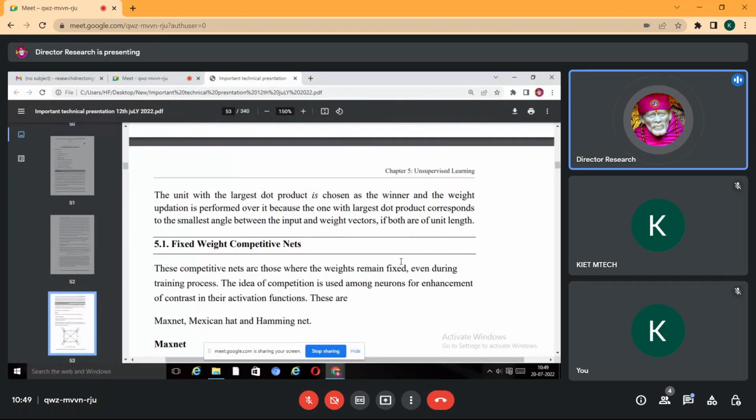The unit with the largest dot product is chosen as the winner, and the weight updation is performed over it, because the one with the largest dot product corresponds to the smallest angle between the input and output vectors.